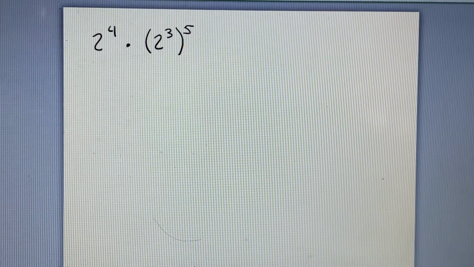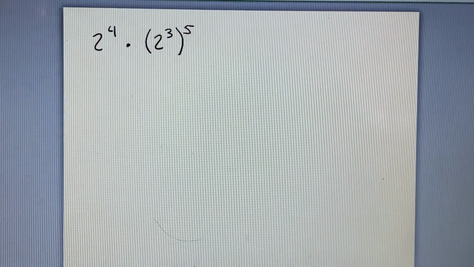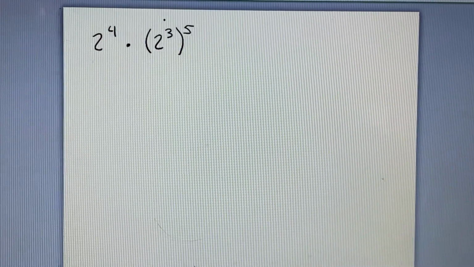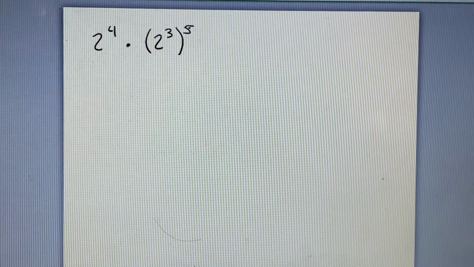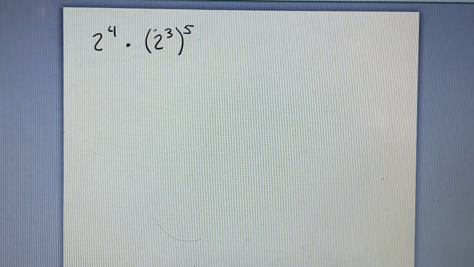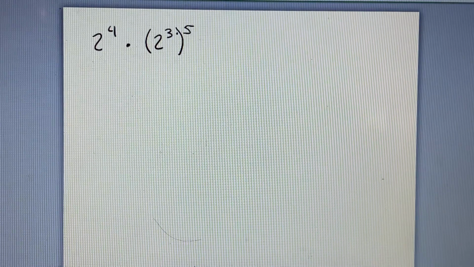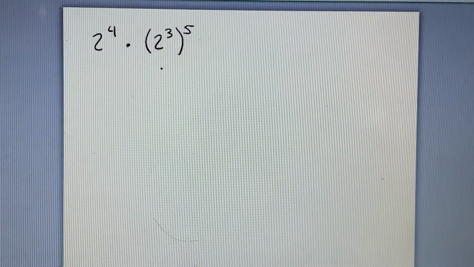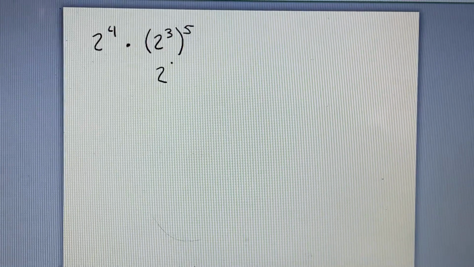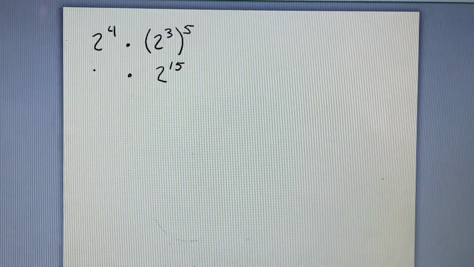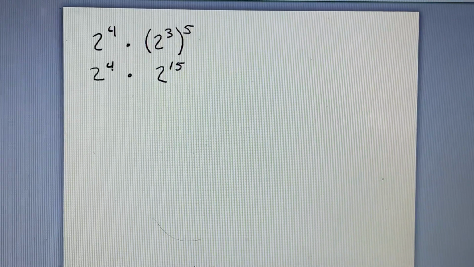Okay, so you want to look at one of your previous skills and see if you can find something in there. So when I look at this problem, I see that this part right here is something that I can change all on its own. Okay, so I see that my exponents are 3 and 5, and that's power to a power, so I'm going to multiply those and that gives me 2 to the 15th. And then I'm going to be multiplying that by 2 to the 4th.